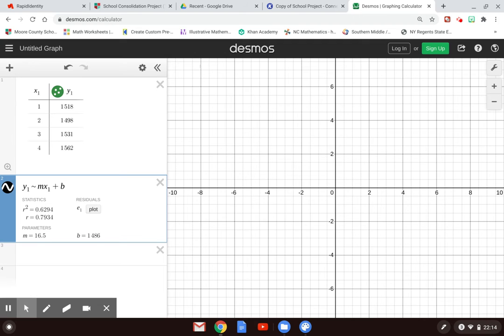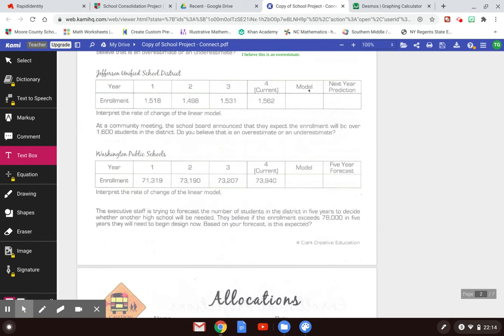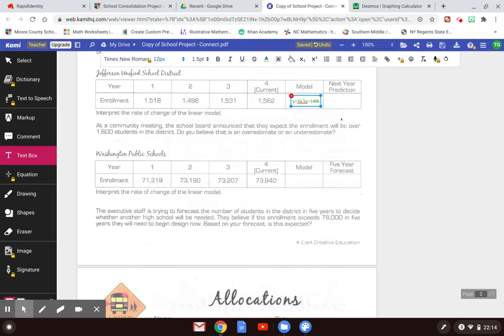Okay. So we'll come back over here. So my linear model is going to be y equals 16.5x plus 1486. All right, so again, we want to make a prediction for the next year. So again, this is currently year 4. So my next year prediction is going to be year 5.